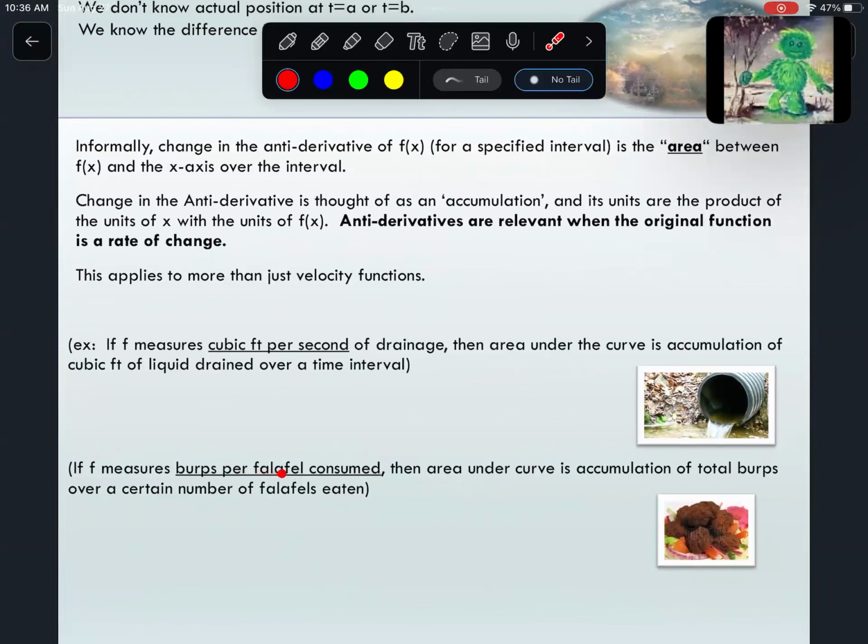Burps per falafel, kind of a silly one. But if this is something you could graph and find the area under that graph, you would end up with an accumulation of the total number of actual burps that occurred for some interval. Okay.